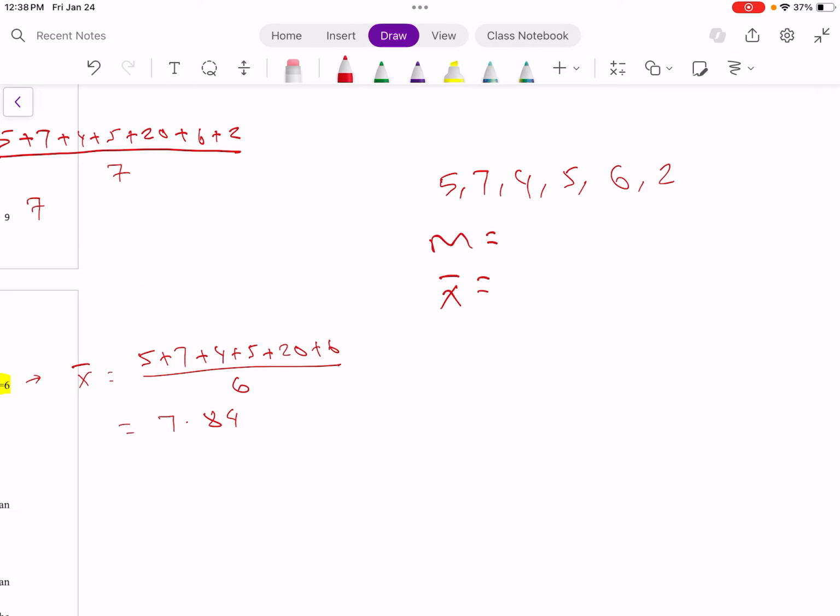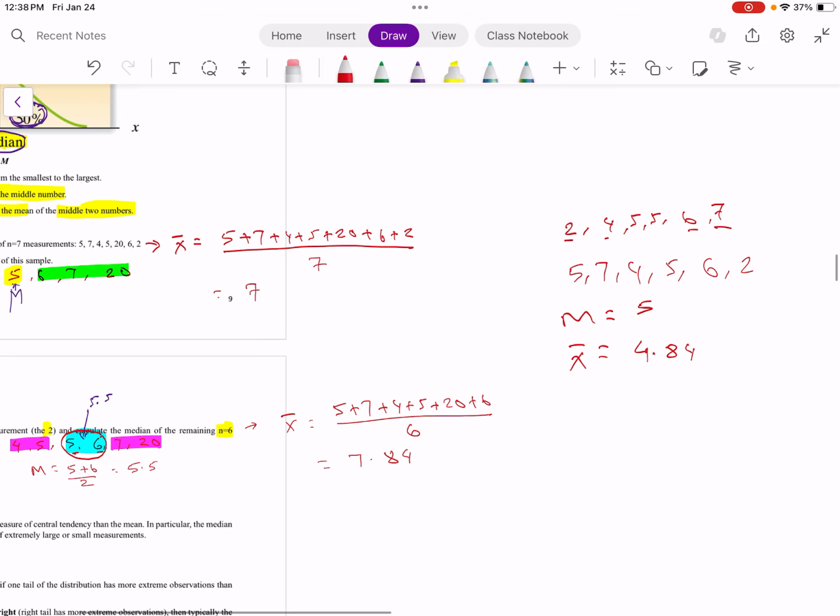Mean would be 4.84. Okay, and median would be, so we arrange in the order, so 2, 4, 5, 5, 6, right? Okay, I forgot 7. So which one is the middle? This is gone, this is gone, this is gone. 5, right? Median is the 5.